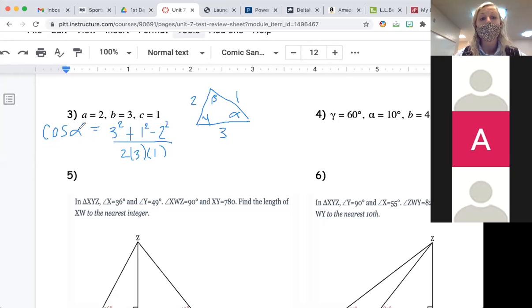Okay, so then to find alpha, Ross, how do I move that cosine over? You have to do the cosine inverse. Very good. So if you do the cosine inverse of that quotient right there, let me see if I brought my calculator. I'll just use Desmos so y'all can see what it'll look like in Desmos too on this video.